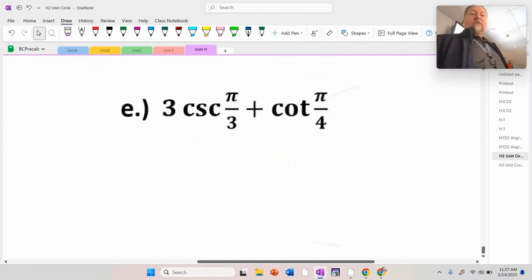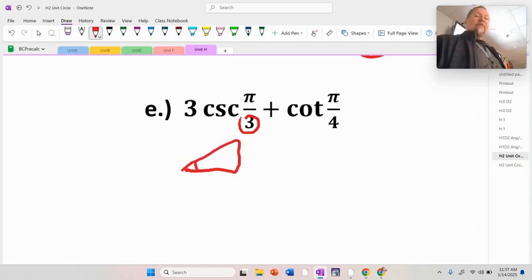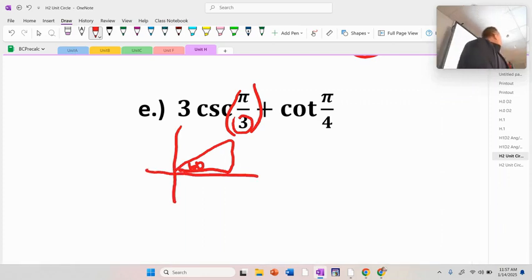Okay? What's cosecant? Uh-oh. What's pi over 3? What kind of angle measure is that? It's a 60 degree reference angle. I'm not even doing a coordinate plane because this is in quadrant 1. Fine, I will do a coordinate plane. It's in quadrant 1. There. Okay? What's the side opposite 60? Root 3. What's the side opposite to 30? 1. What's the side opposite to 90?